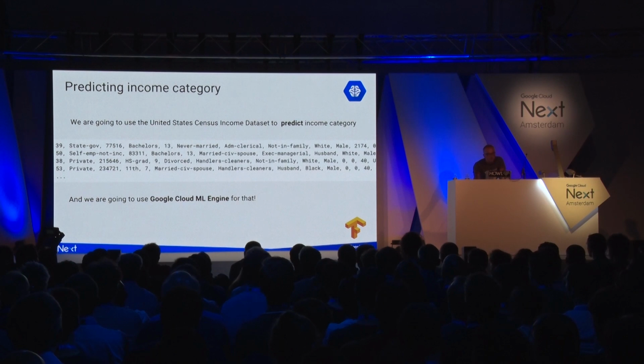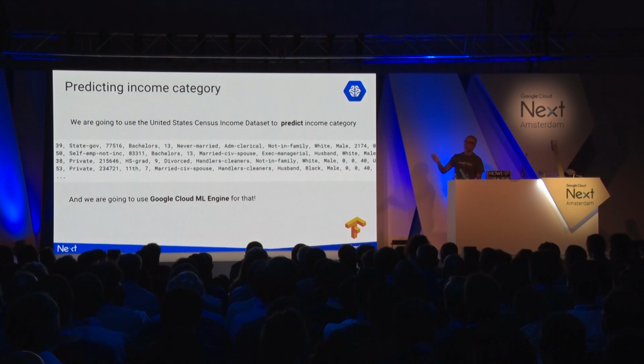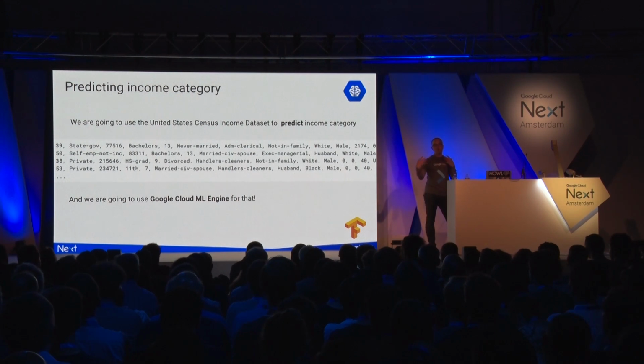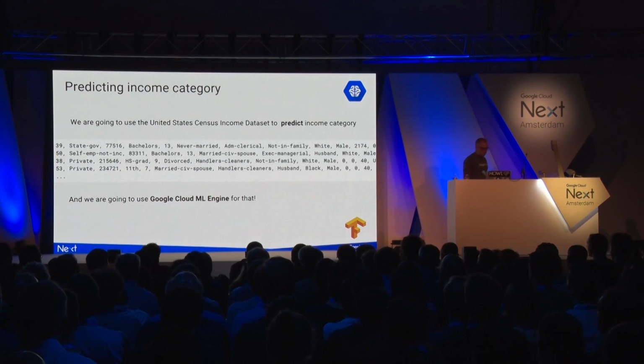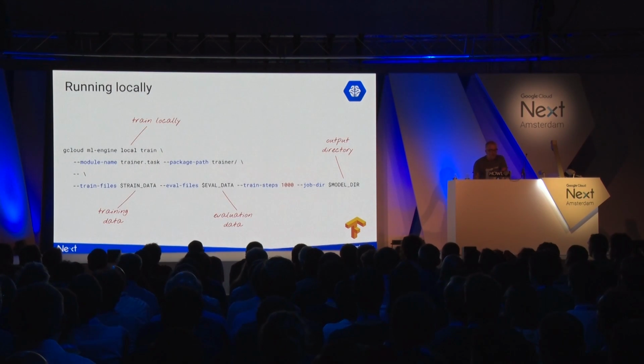What we have here is some data, some census data from the US, and we're going to use it to predict income category. What does that mean? This is more about the process and how useful the model is, but we want to know if someone's earning more or less than 50,000. And we're going to use Cloud ML for that. So the first thing that we're going to do is run a model locally.